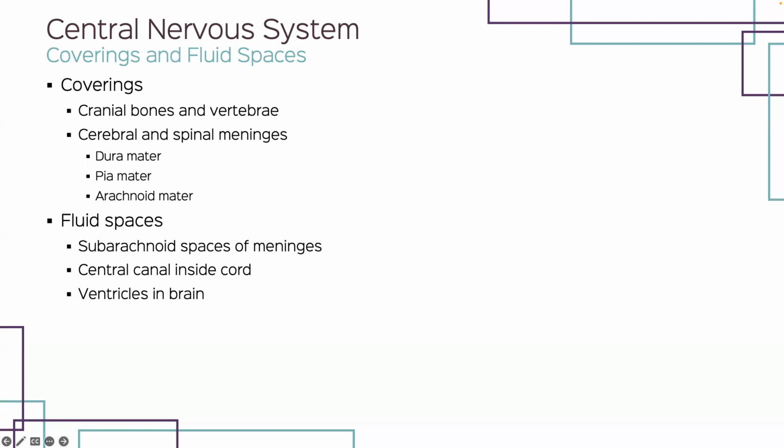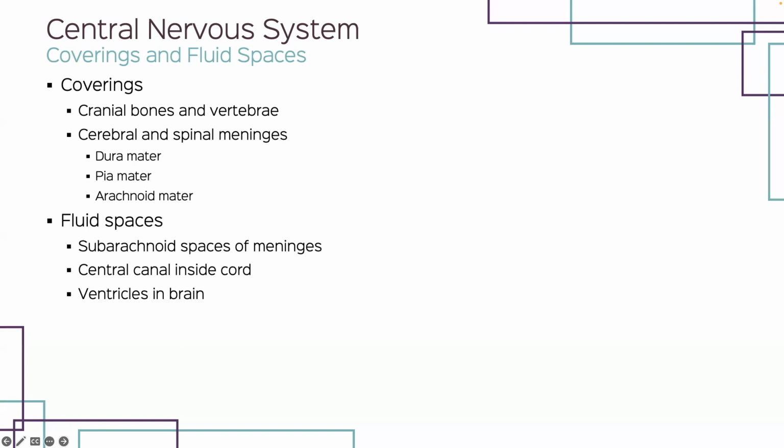So there's going to be 3 different layers. First, you'll have the dura mater, which is the tough outer layer that lines the vertebral column. Second, you have the pia mater, which is the innermost membrane covering the spinal cord itself. And then third, you have the arachnoid mater, which is in between the dura and the pia mater.